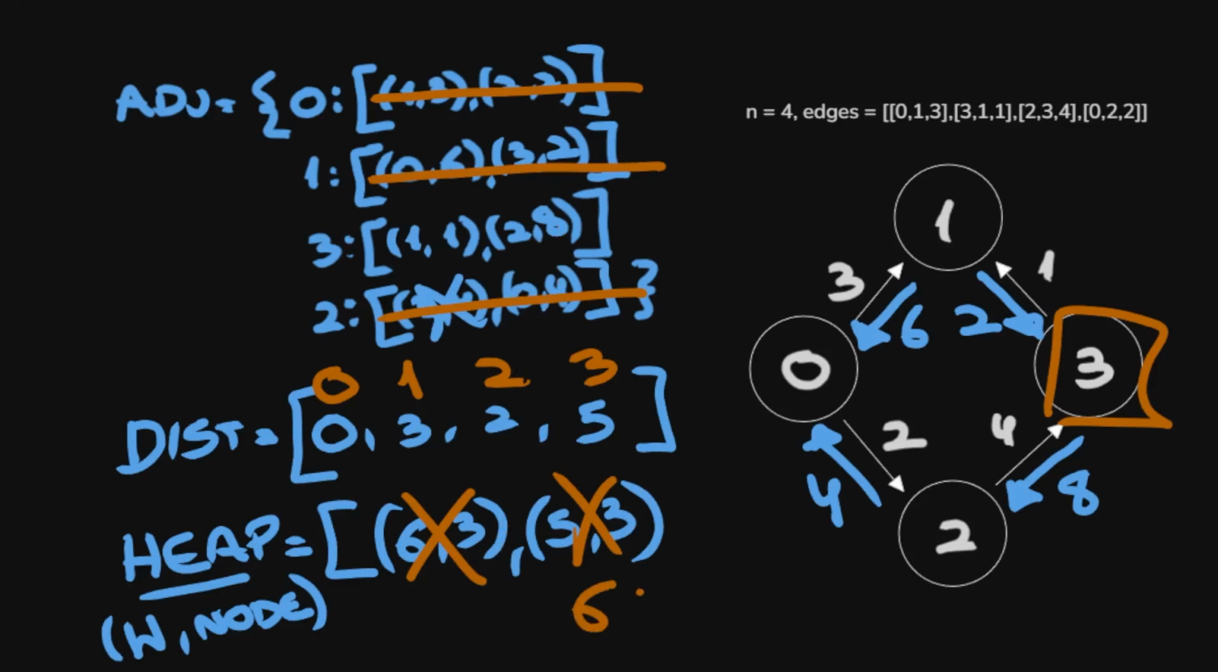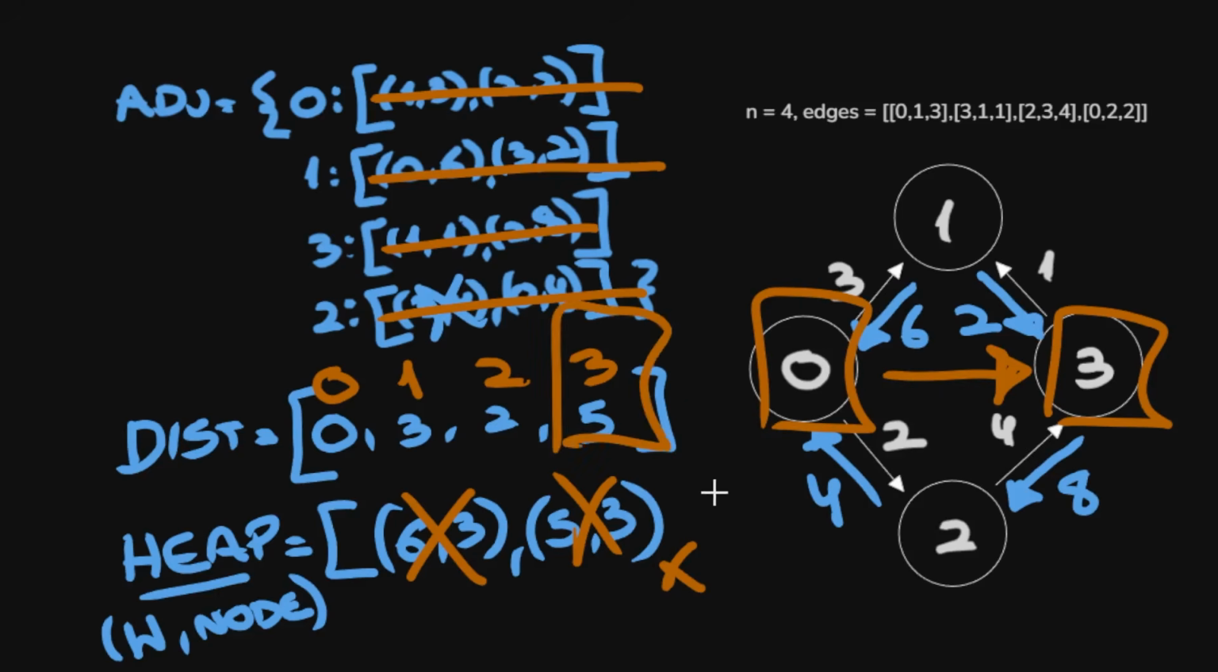The accumulated weight is 6 plus this new weight is 8. Here the result is 14, and this is greater than distance at 2, so we keep this here, and that's it. Now we have already iterated every element. We don't have any more tuples in the heap, so now we can end the loop, and the shortest distance from the source to the destination is right here in distances at the last index. So finally we return 5.